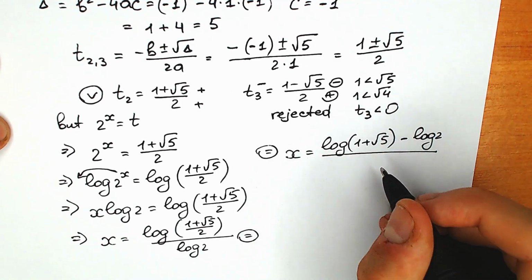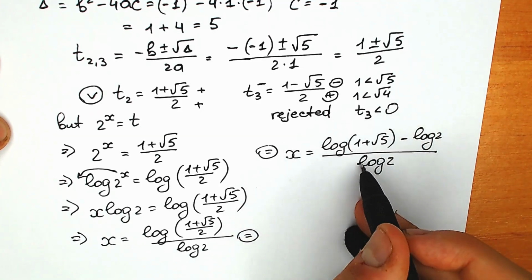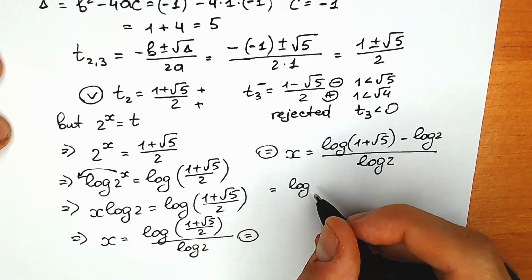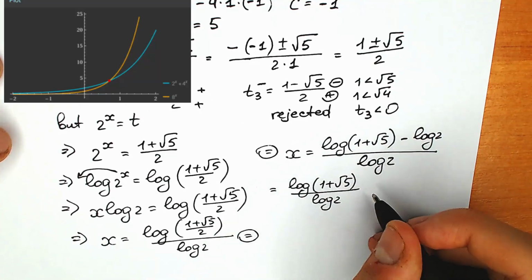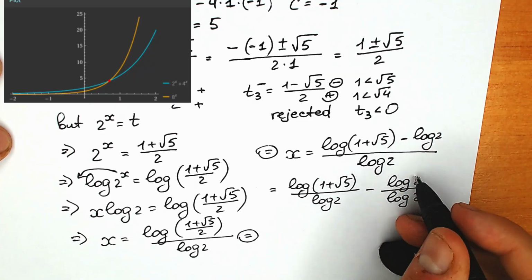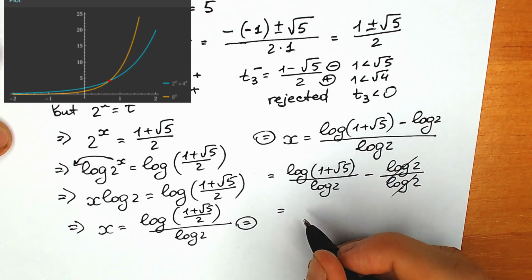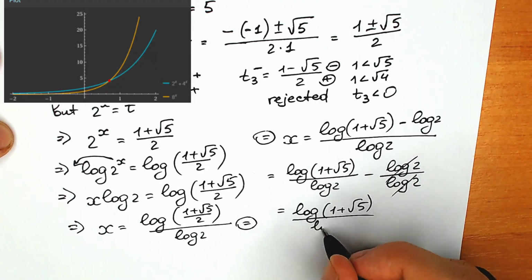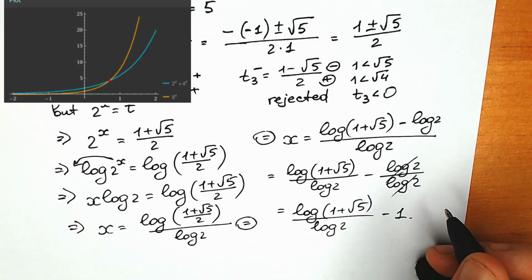And we're going to divide both by log 2. Right now we can divide by parts: this expression by log 2 minus this expression by log 2. So it's equal to log of 1 plus square root of 5 over log 2, and minus log 2 over log 2, which is equal to 1. So this expression is equal to 1. As a result, the final answer to this question is log of 1 plus square root of 5 over log 2 minus 1. This is our final answer, so we can't simplify this more.